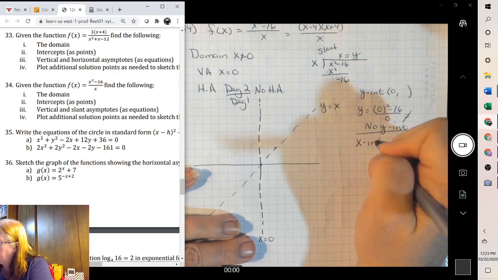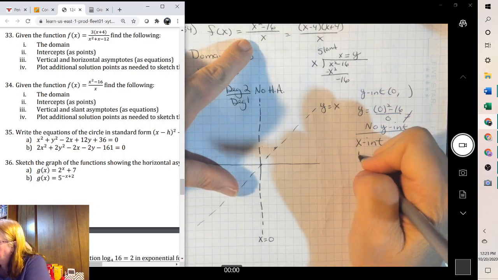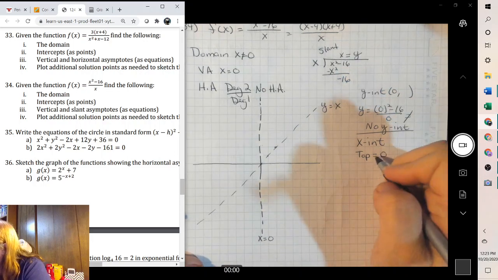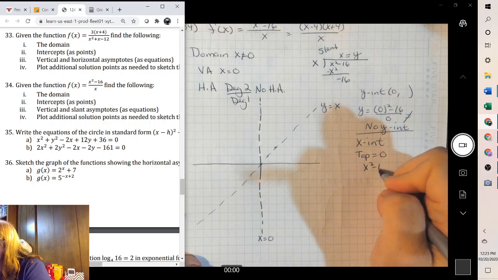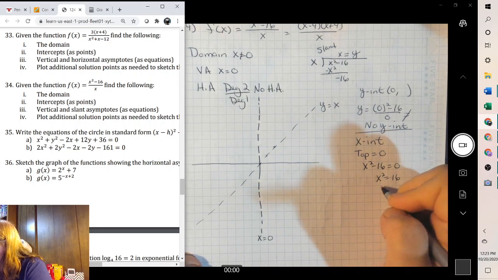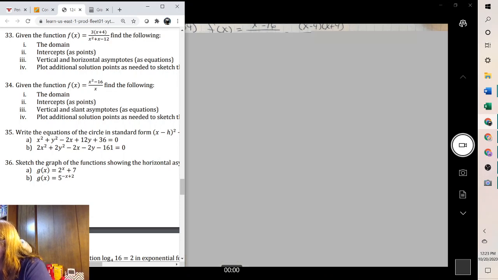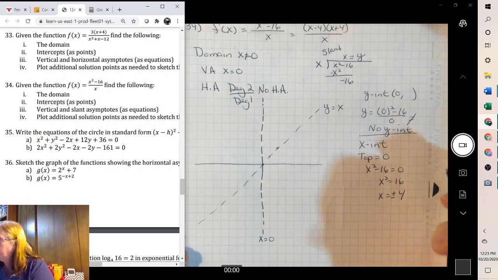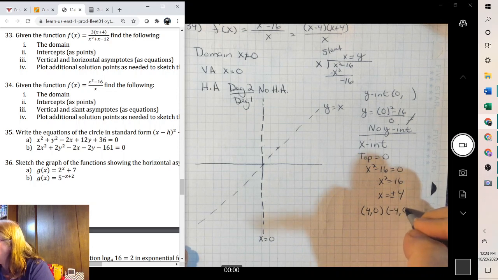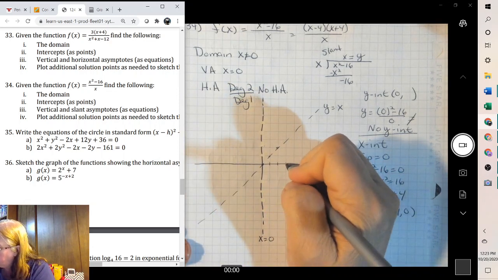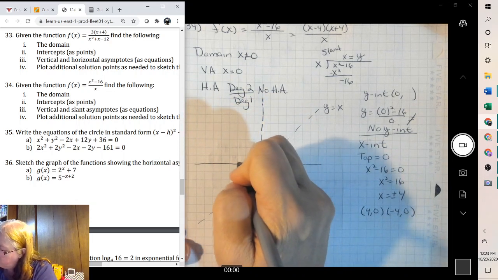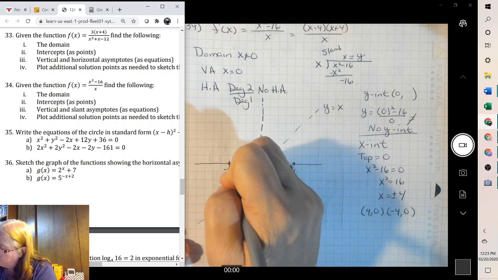X-intercept, you set the top equal to 0. Now you can use the factored form or this one. We have x squared minus 16 equals 0. Bring it over, x squared equals 16. X is plus or minus square root of 16, which is 4. So it's 4, 0, and negative 4, 0. 1, 2, 3, 4 here. And 1, 2, 3, 4 here.